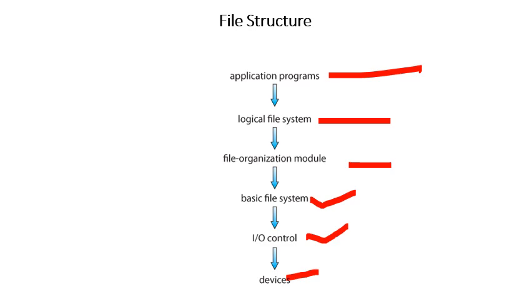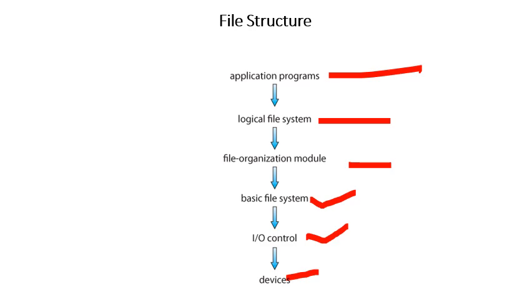Next is the file organization module. It knows about the files and their logical blocks and how they map to the physical blocks on the disk. In addition to translating from logical to physical blocks, the file organization module also maintains the list of free blocks and allocates free blocks to files as needed. Last is the application programs.